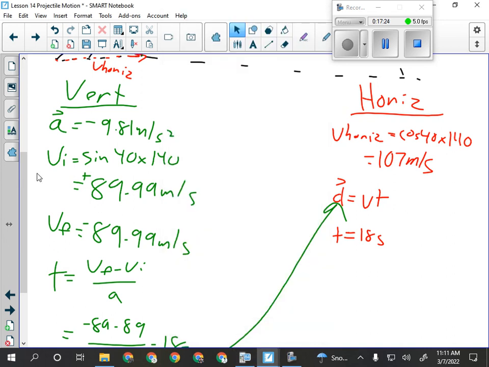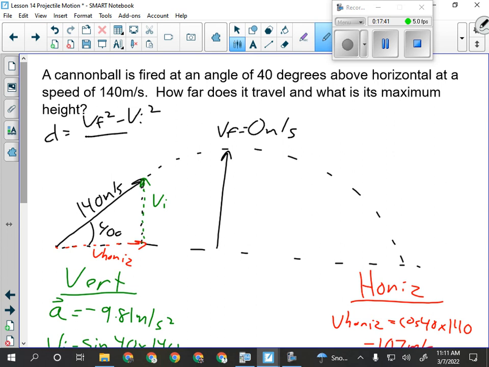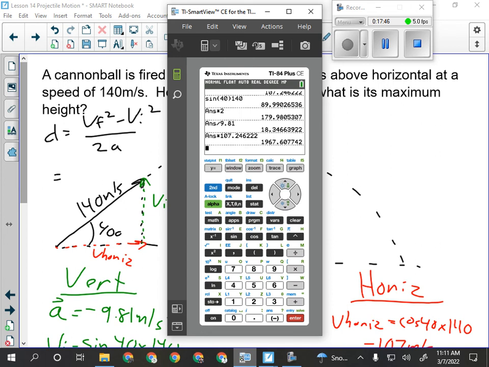Yeah, the vertical displacement. Okay, I just calculated the horizontal displacement, but now I got to calculate its maximum height. What I have to remember is that there, VF is 0 meters per second, which means that I can then go that D equals VF squared minus VI squared over 2A. And so we'll have 0 minus 89.99 squared divided by negative 19.62, which is 2 times 9.81. All right, reaches a maximum height of 412 meters. Also very high.